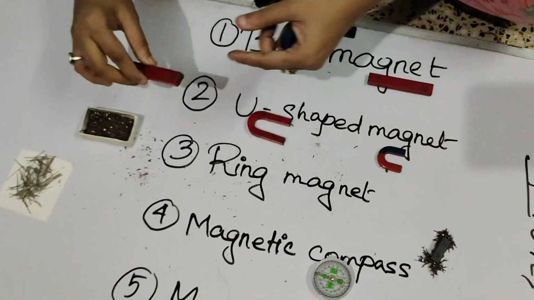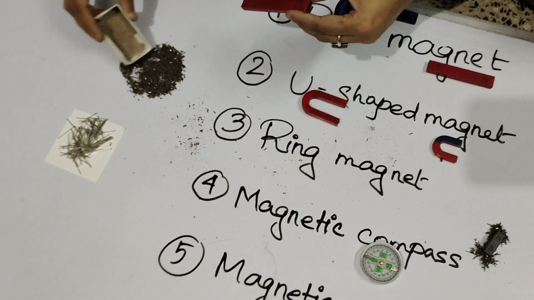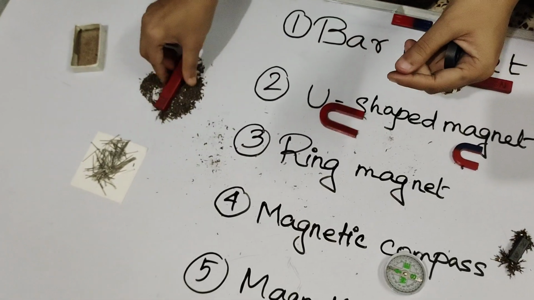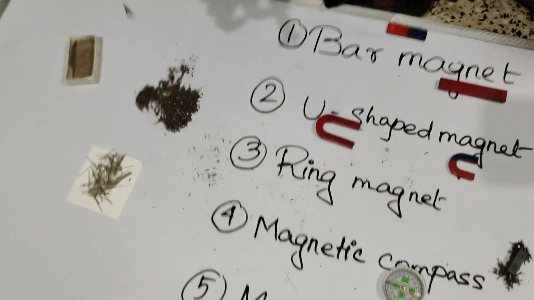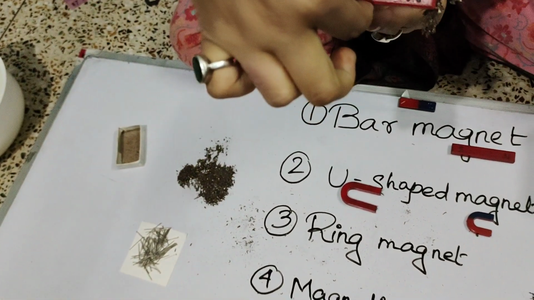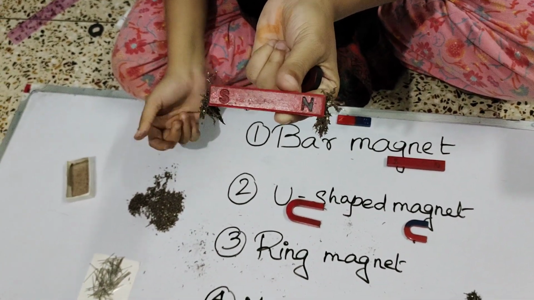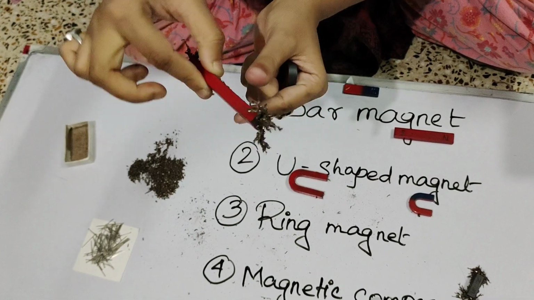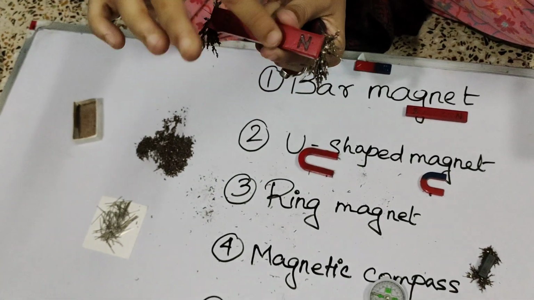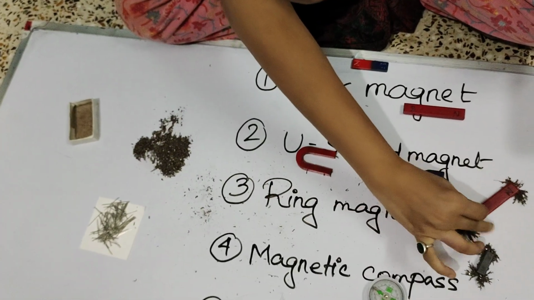Now let's check with another bar magnet. Now I am putting it here. Okay, the bar magnet. See, it's very clear that the iron gets attached only at two sides, not in the middle portion. Very little is attracted towards the middle, and the maximum is attracted at the ends.